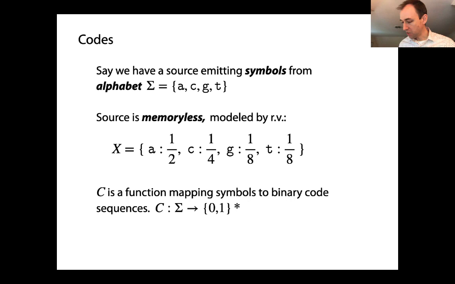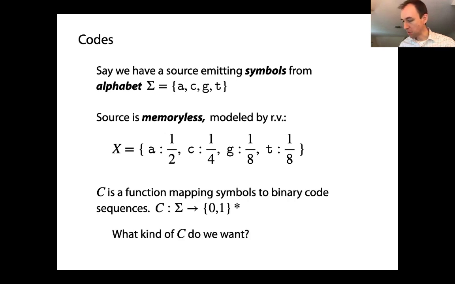And there's a function C. This function is the one we're designing, right? We would like to design a function C that maps symbols, A, C, G, and T, to binary code sequences, right? So it goes from a letter from the alphabet, A, C, G, or T, to {0,1}*, star being any number of zeros and ones, right? As a string consisting of a concatenation of some number of zeros and ones.